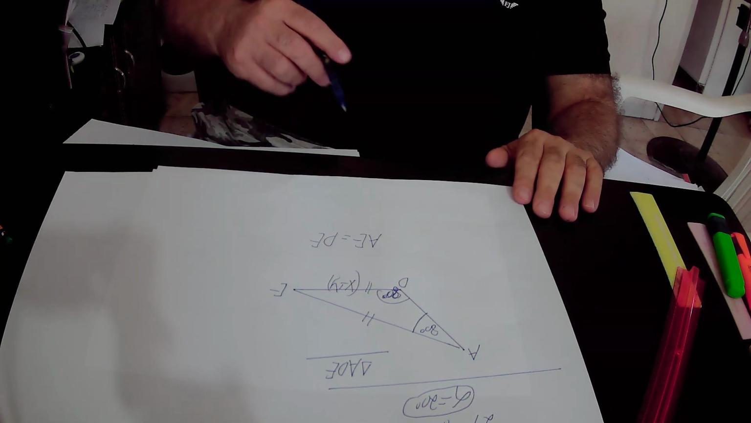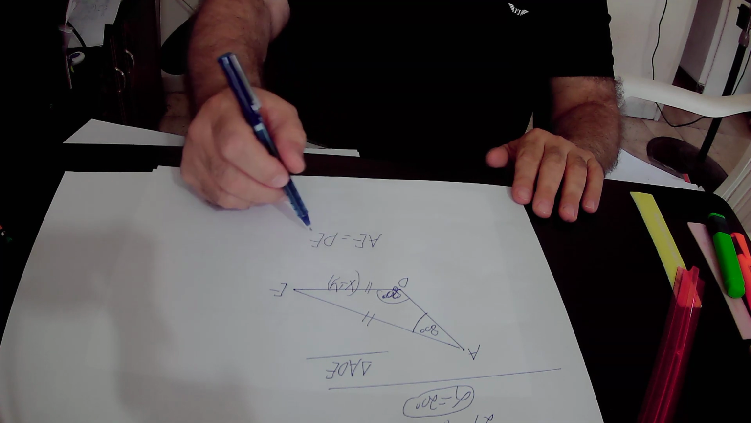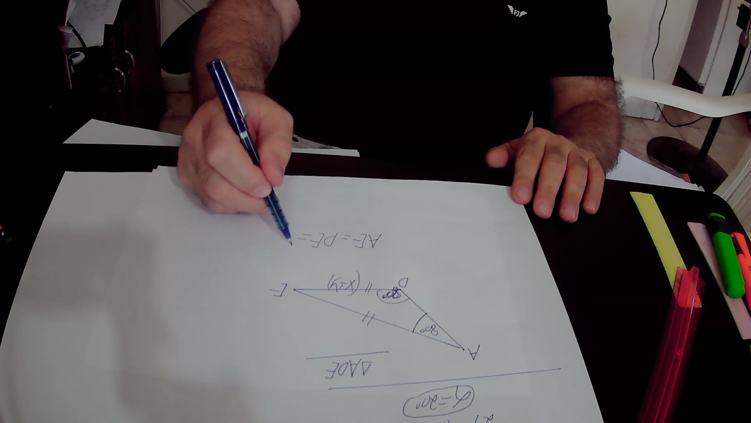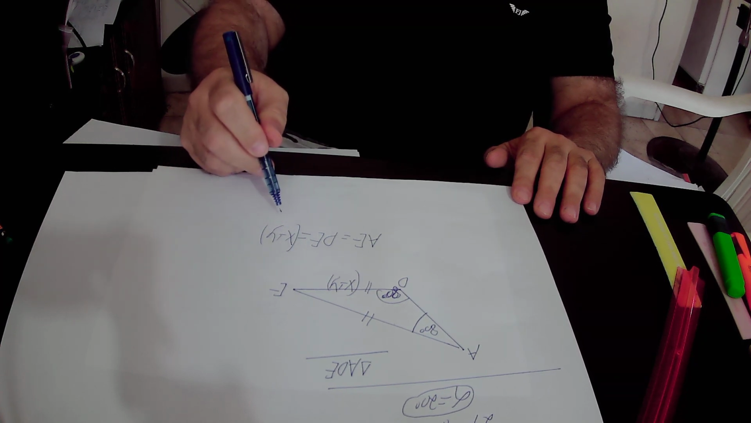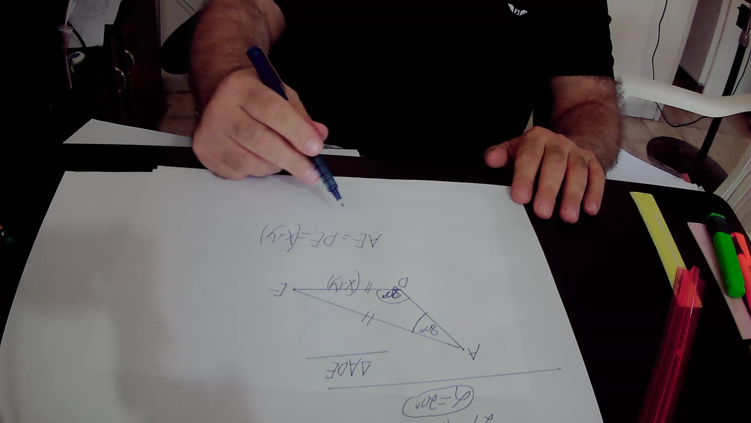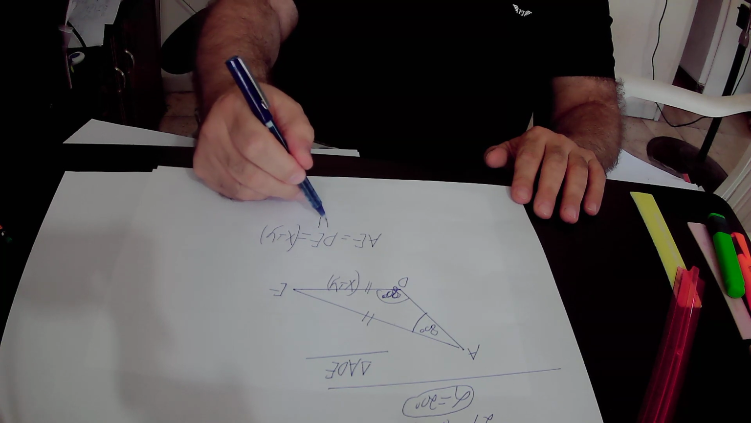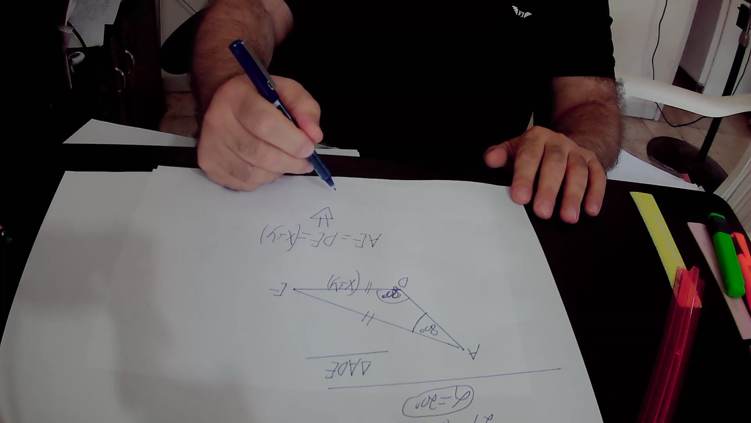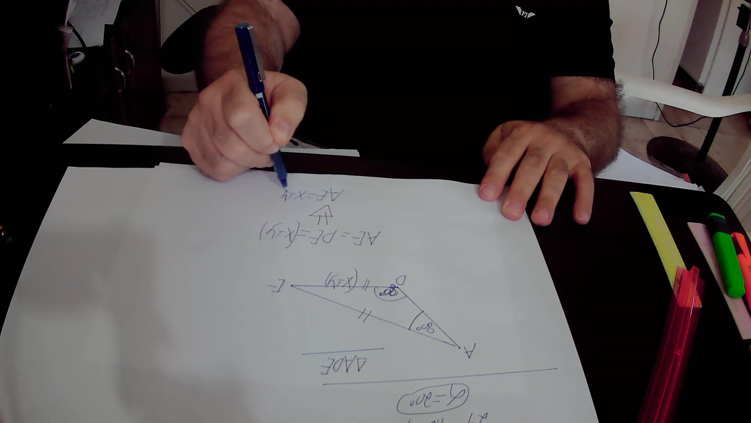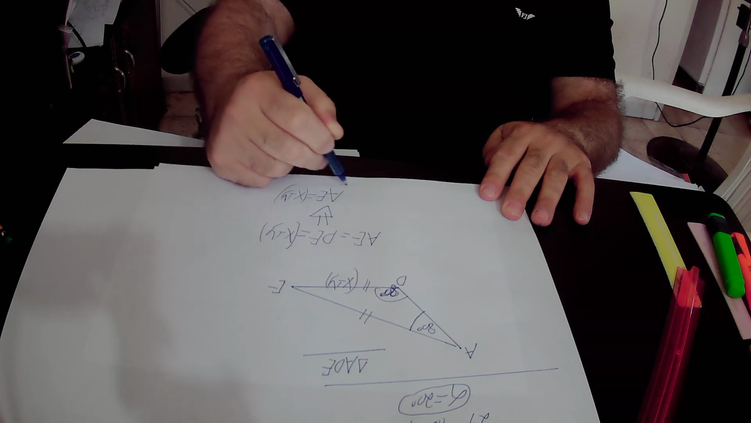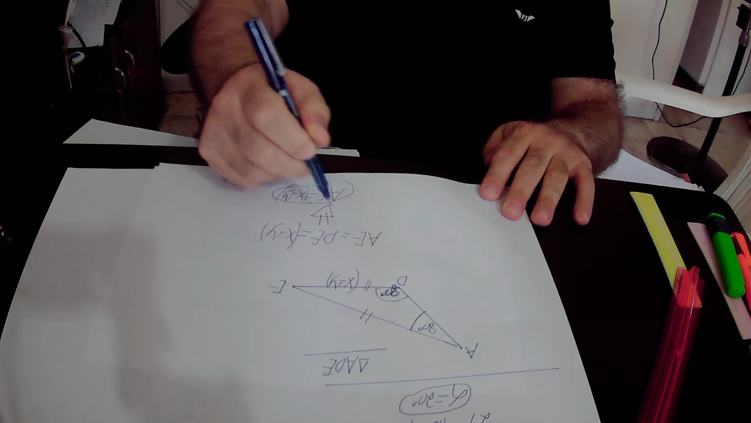But here we know that side DE equals x plus y. And from this equation, x plus y equals DE equals AE, we derive that side AE is also equal to x plus y. Side AE equals x plus y. Okay, we found out that side AE equals x plus y.